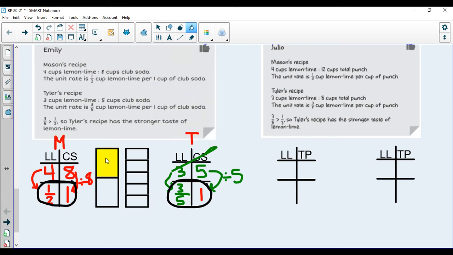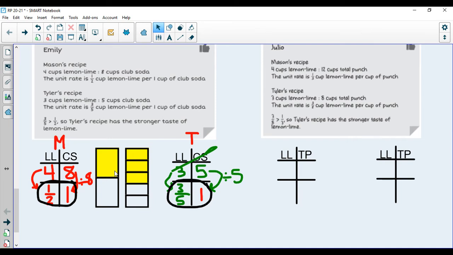In Mason's, I'm going to fill in 1/2. Notice that for the models, you have to make them the exact same size, and then you want to really try to get equal groups. Tyler would have 3 of these 5 groups here. So modeling may not be the best option for everybody because it can be hard to be really precise, but you can see it is helpful. I can see that 3/5 is larger, so that proves what my initial thought was.